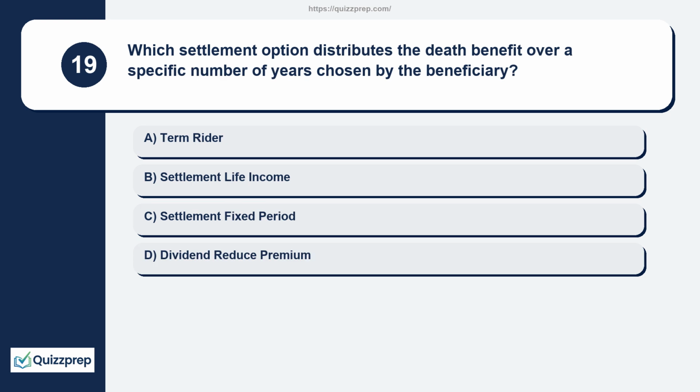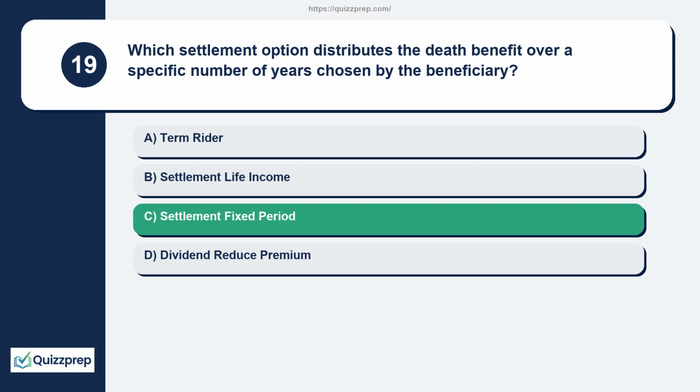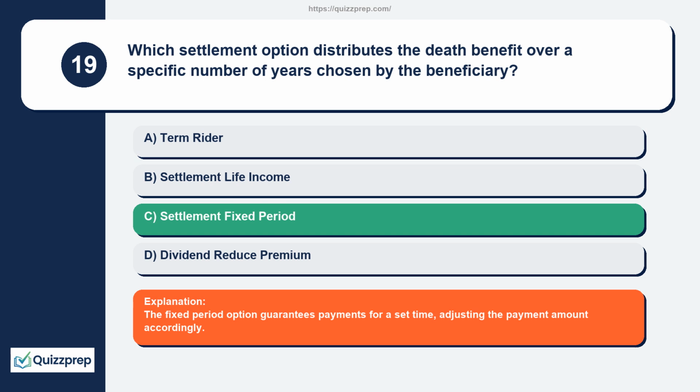Question 19. Which settlement option distributes the death benefit over a specific number of years chosen by the beneficiary? Term rider, settlement life income, settlement fixed period, dividend reduce premium. The fixed period option guarantees payments for a set time, adjusting the payment amount accordingly.